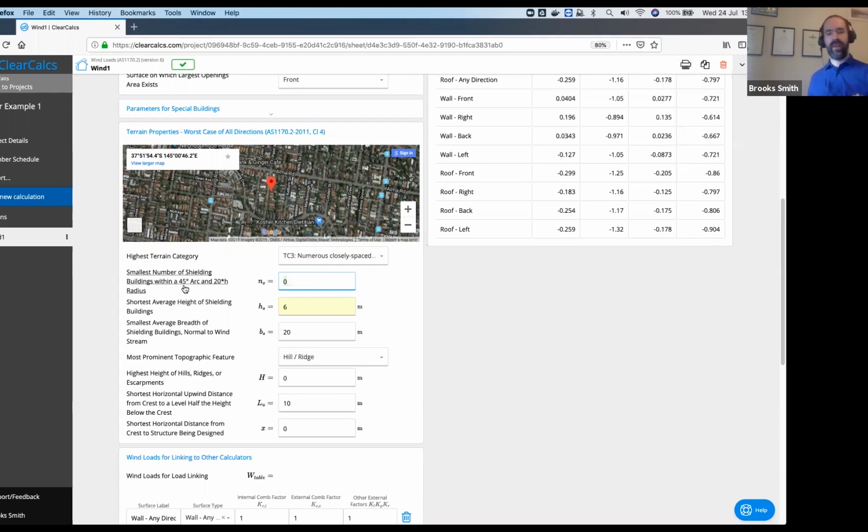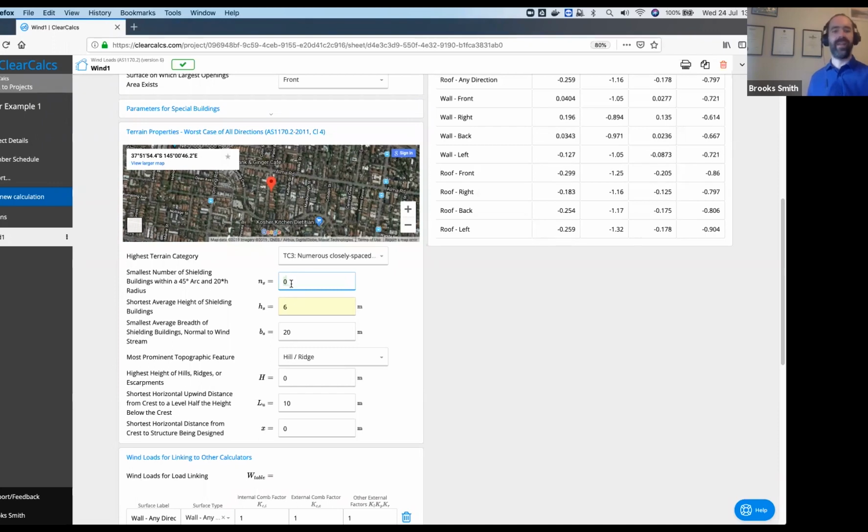The important thing is your definition of a shielding building. So 45-degree arc and distance of 20 times h. Unfortunately, because of Google restrictions, we're not able to display the scale here. But 20 times h in our case is 120 meters, or about roughly 10 times the length of the building that's shown here. So that would go out to roughly where my cursor is, a couple of streets out.